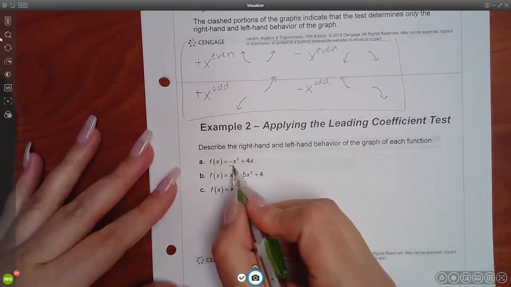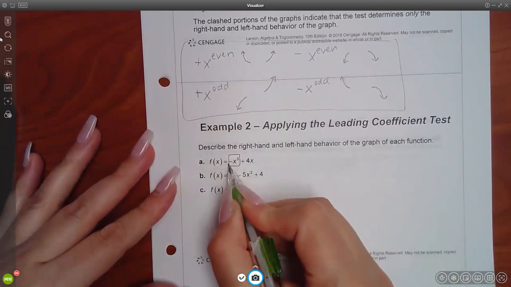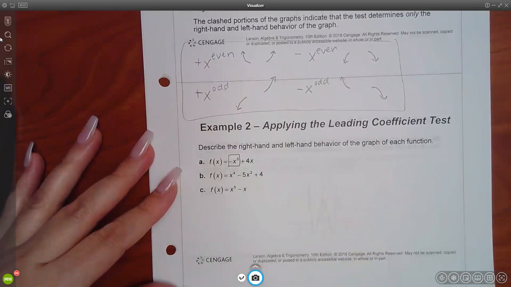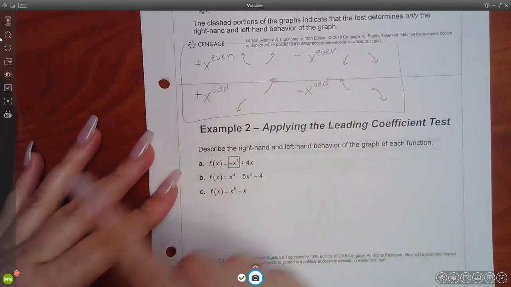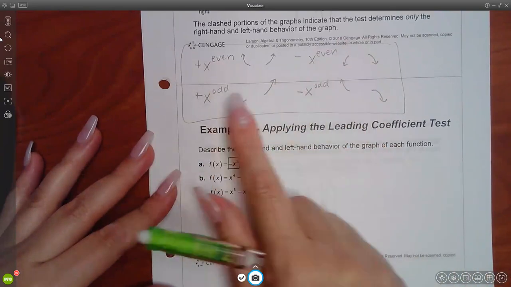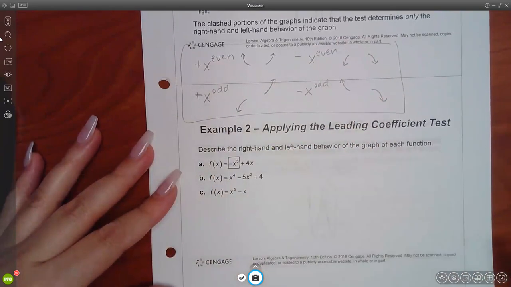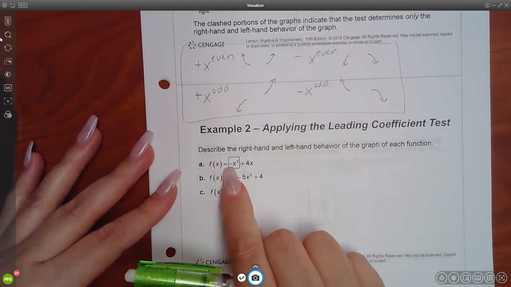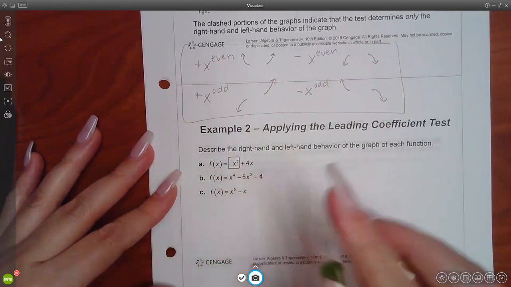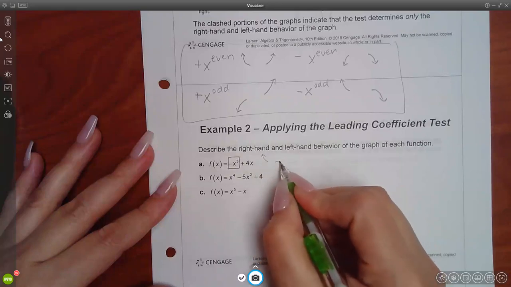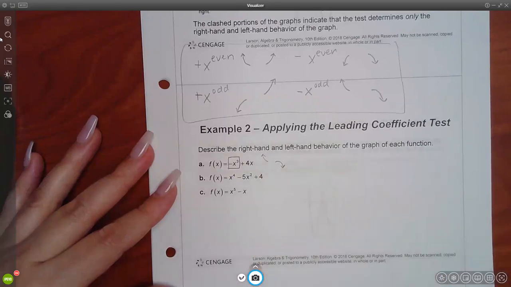So in my case in part A, it's this guy. Isn't he the term with the highest exponent, right? And so which one of these does it fit? Top left, top right, bottom left, or bottom right? It is the bottom right. You've got a negative in the front and an odd exponent, right? So my end behavior for this one is going to be like that, okay?